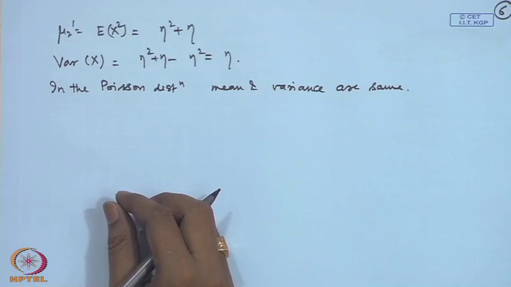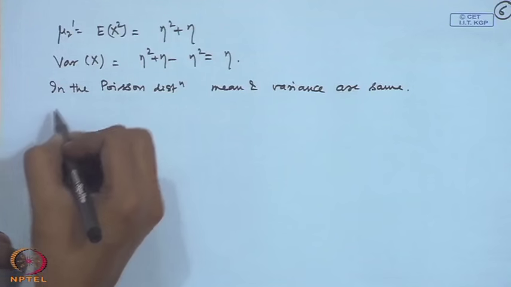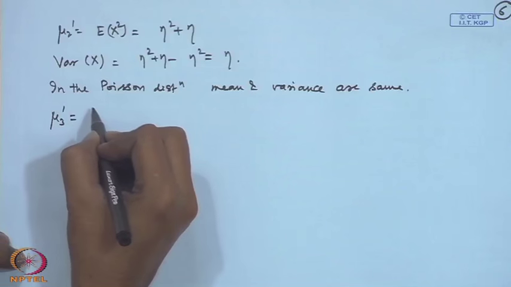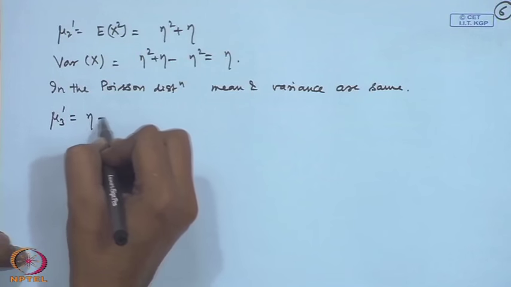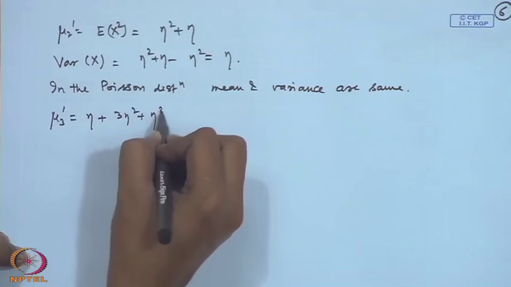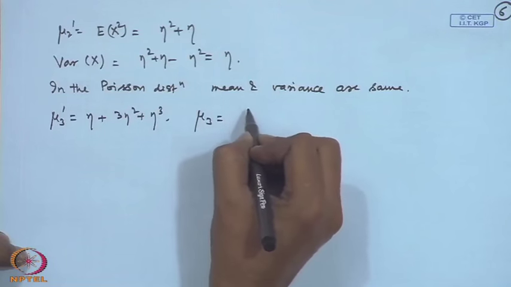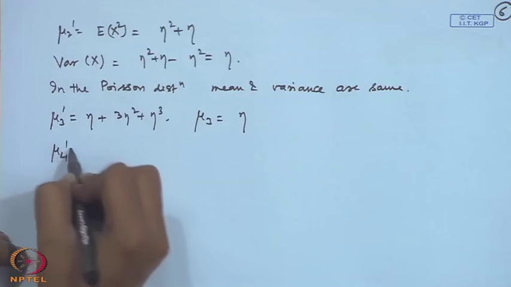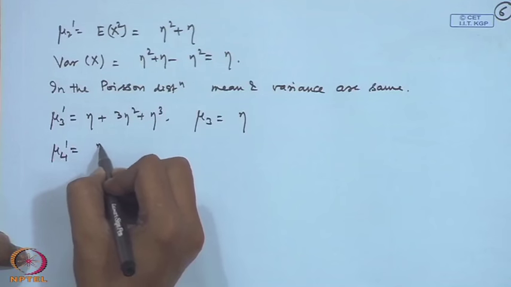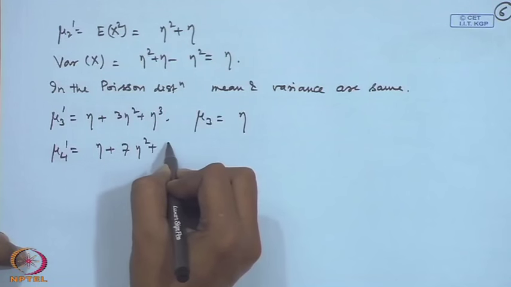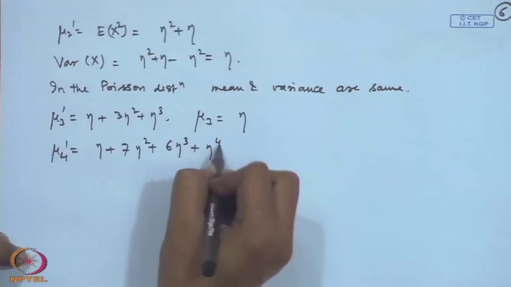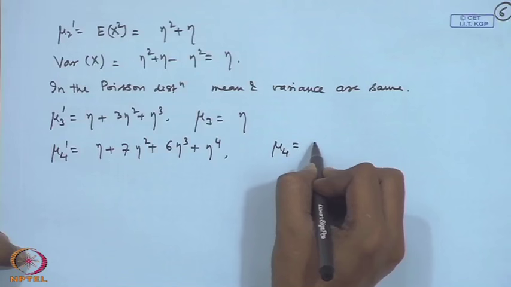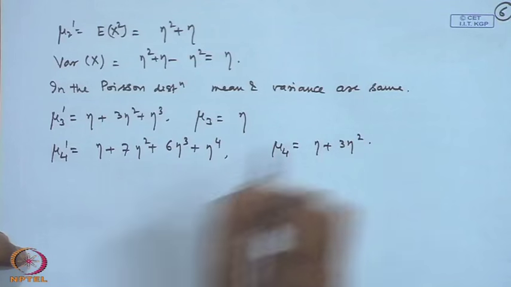In fact, one can calculate the higher order moments in a similar way. We will get the third order and fourth order moments easily. We can calculate mu 3 prime, that is equal to eta plus 3 eta square plus eta cube. Mu 3 turns out to be simply again eta. So, third central moment is also the same. If we consider mu 4 prime, that is equal to eta plus 7 eta square plus 6 eta cube plus eta to the power 4, and the fourth central moment is equal to eta plus 3 eta square.